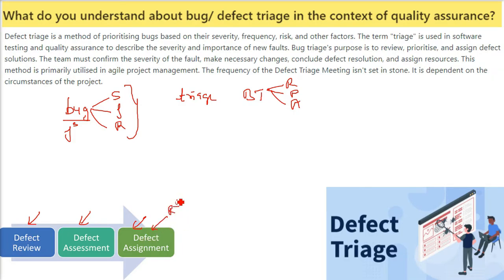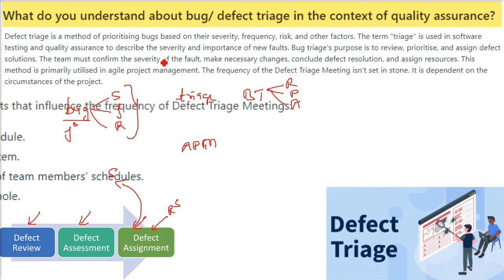This method of defect triage is normally used in agile project management. Depending upon the severity, the resources are assigned. In agile project management, we have to know the severity first. The frequency of these defect triage meetings is also one of the aspects. It totally depends on the circumstances of the project. What kind of circumstances a project may be in, then we have this meeting normally in agile project management.